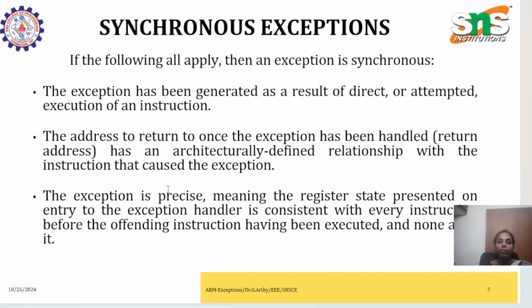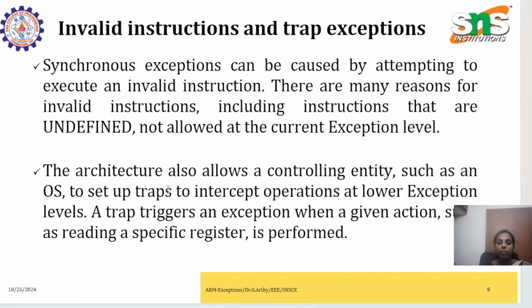One, it is generated as a result of direct or attempted execution of an instruction. Second, the address to return to once the exception has been handled has an architecturally defined relationship with the instruction that caused the exception. And the third one, the exception is precise, meaning the register state presented on entry to the exception handler is consistent with every instruction before the offending instruction having been executed and none after it.